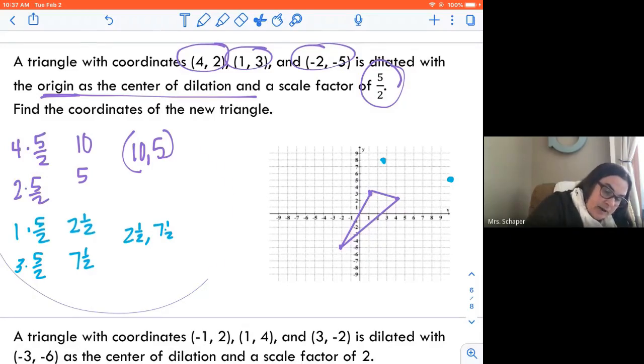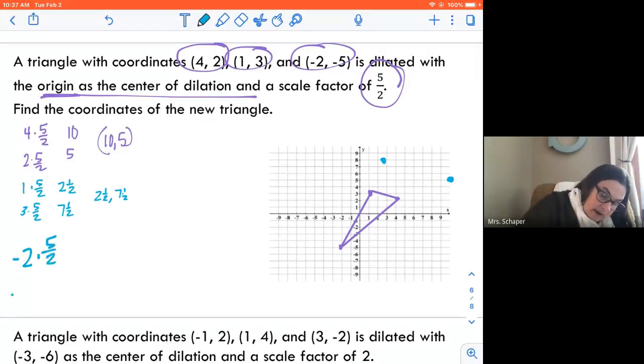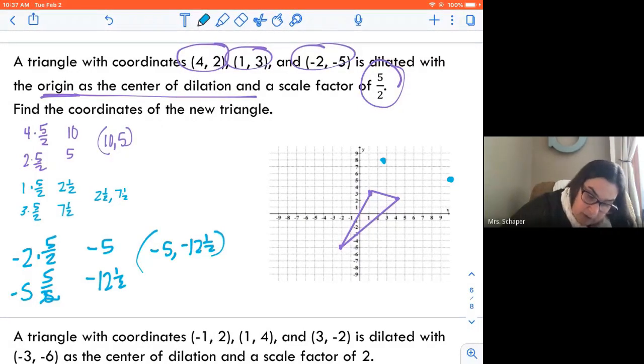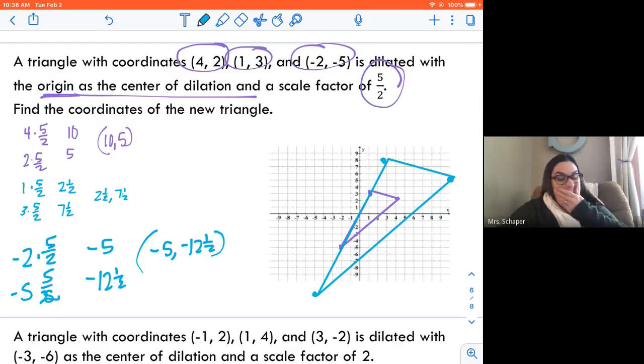The last one is going to be -2 times 5 halves and -5 times 5 halves. So I'll get -5 and I'll get -12.5. Okay, so -5, -12.5. So -5, -12.5 will be somewhere down here. So this new figure is going to look like this. Okay, so it's stretching it out.